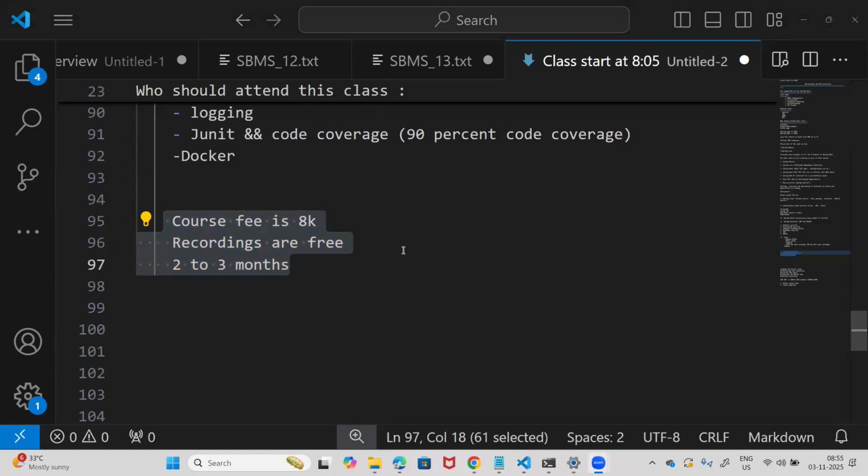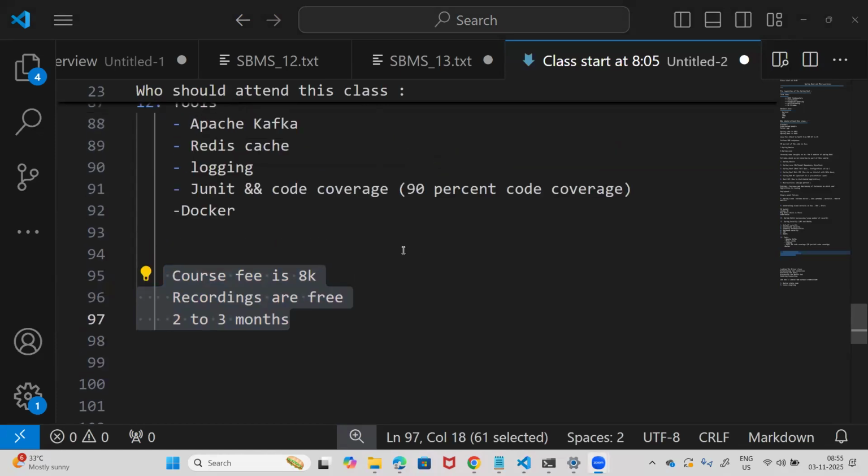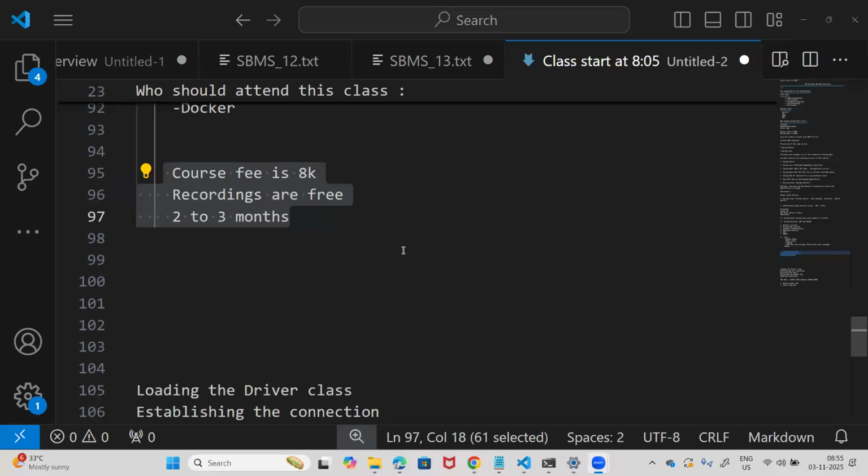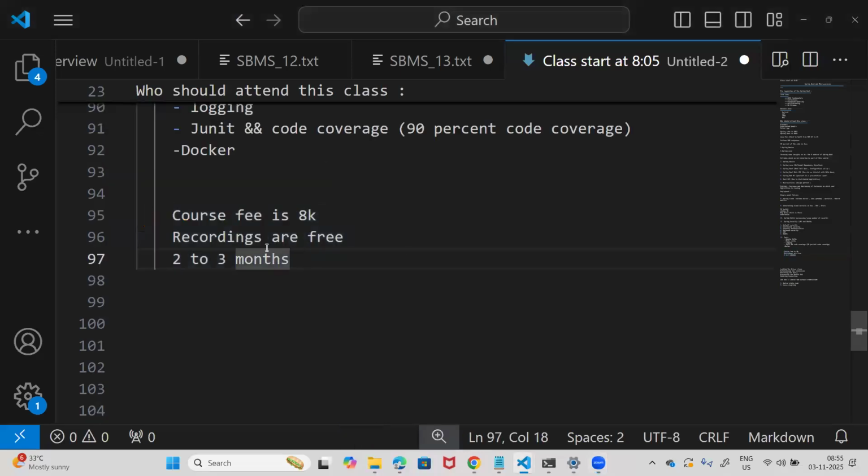No, Ashutosh. I think 6 months to 1 year. Yeah, like that. And if you want to extend, you can speak with the institute management. Okay, fine.